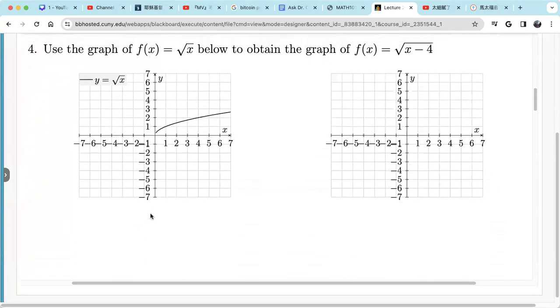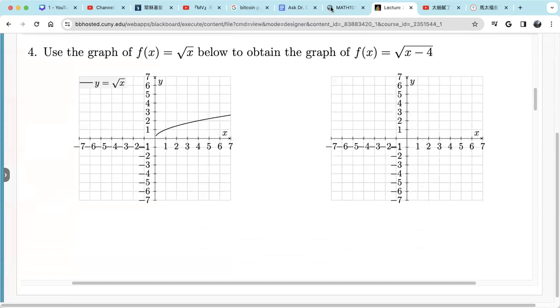Let's see 4. We have this square root of x, and this is the graph of square root of x. So we also work with 3 points. We have 0, 0, the origin, and this one 1, 1. This one 4, 2. Square root of 0 is 0, square root of 1 is 1, square root of 4 is 2. So let's work with these 3 points.